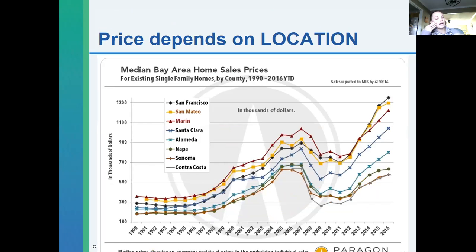And then this is, so price depends on location, which we already saw. You can see it here a little bit more localized. These are by county, also goes to 2016. I'm not sure why Solano County is not on here for these Bay Area home prices. But you can see down Contra Costa and Sonoma County are the most affordable. San Francisco is the most expensive, with San Mateo right behind it. Marin County back in 2007, 2008, even before that, was the most expensive.